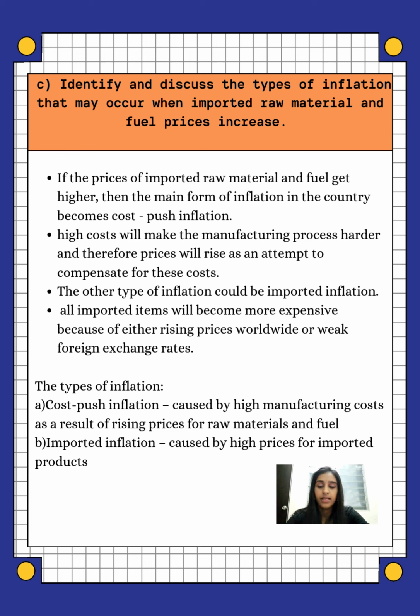Okay, next. This slide explains the types of inflation that can happen when imported raw material and food prices increase. When the prices of input raw material and food become higher, the main type of inflation is cost push inflation. Higher costs make the manufacturing process more difficult, so the producers increase prices to cover the extra costs.